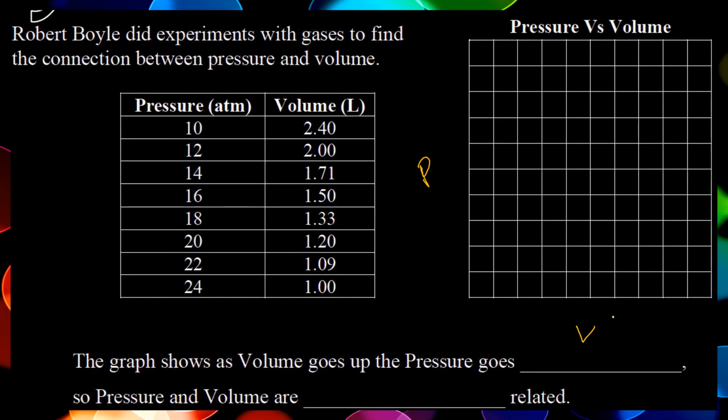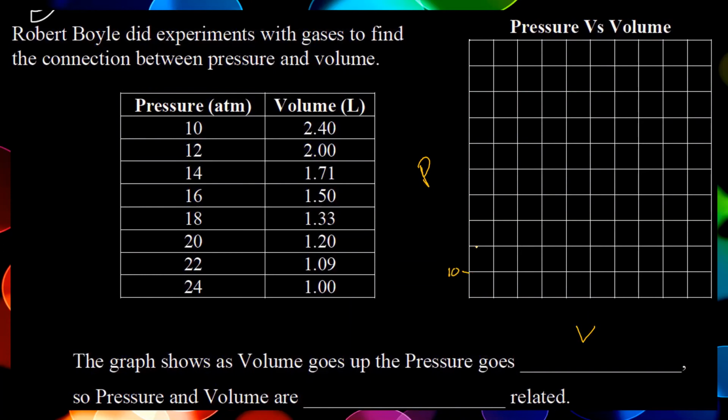I'm going to look at the pressure, and I need to start at 10 and end at 24. It goes by twos. That doesn't mean my graph's going to go by twos. But what if I did? Let's see how that would fit. If I called that 10, then 12, 14, 16, 18, 20, 22, 24. Yeah, that would fit well. So we're going to do that.